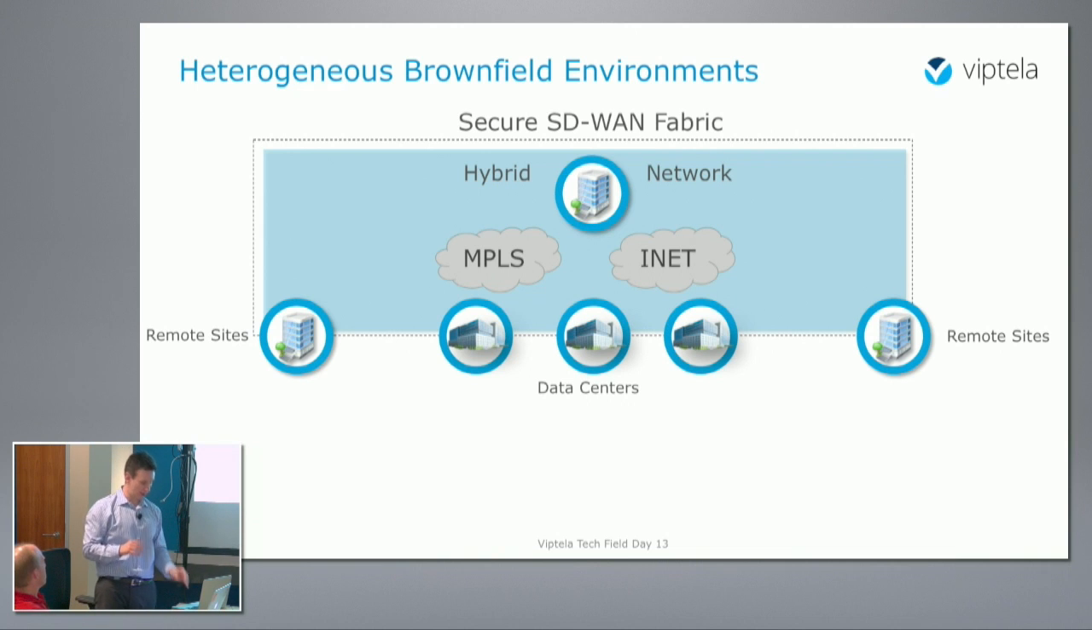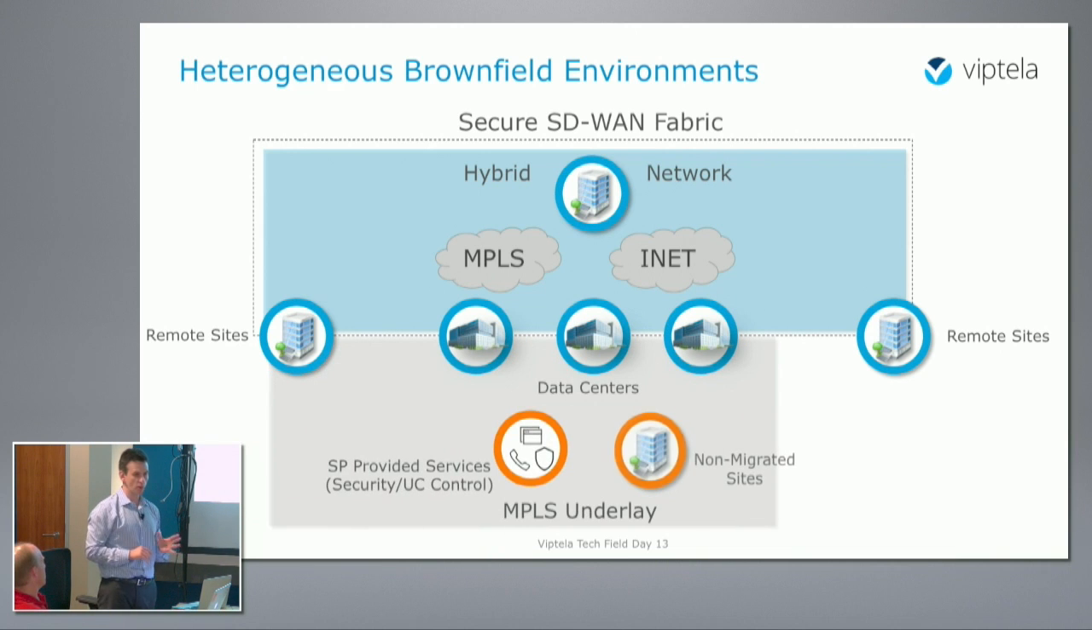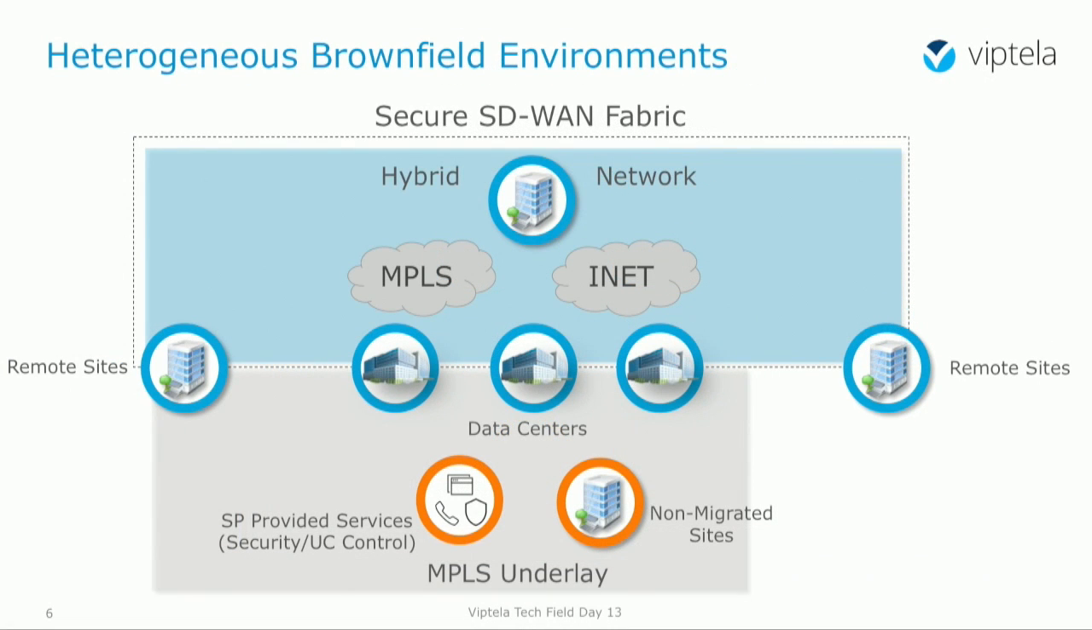So now you're trying to connect into a traditional world. So what is in a traditional world? It's either the sites that have not yet migrated, or it's some services that are provided by the service provider in the underlay space. Many of the service providers provide a multitude of services on the MPLS network, be that security services, voice services, or whatnot. How do I connect to them?